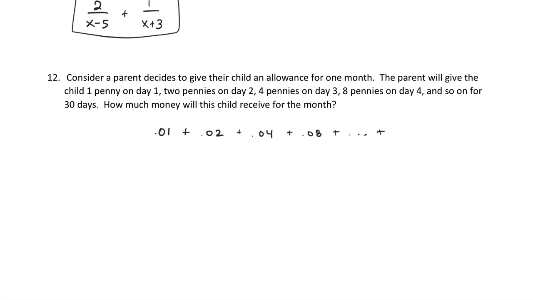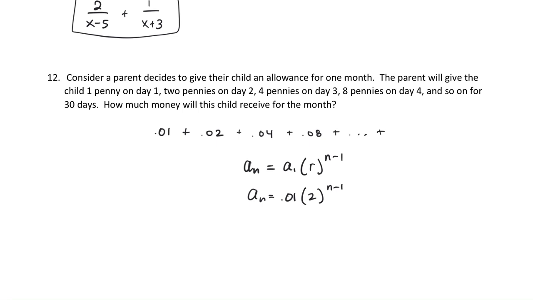So the expression that describes this series, or the nth term for a geometric sequence, is this. The first term is 1 penny, or 1/100th of a dollar. The common ratio is 2 because it's doubling every time. So there's the nth term.